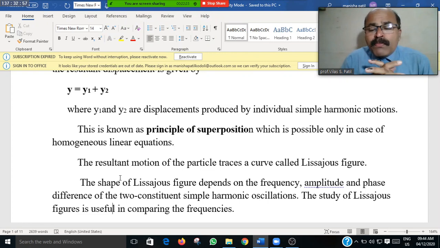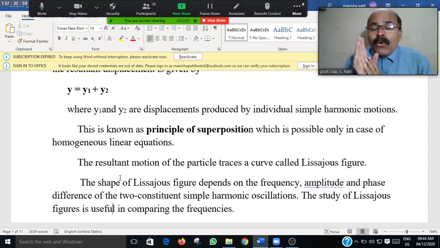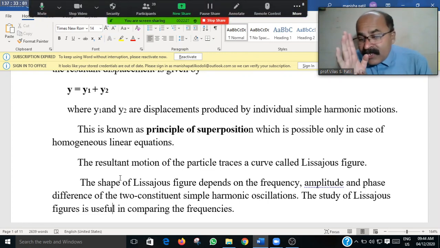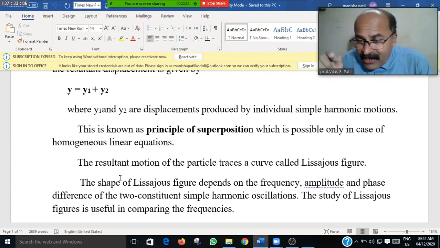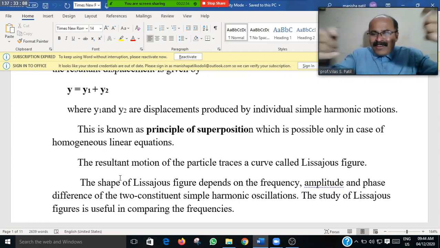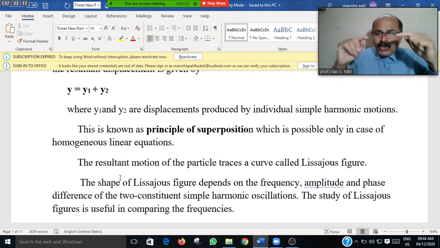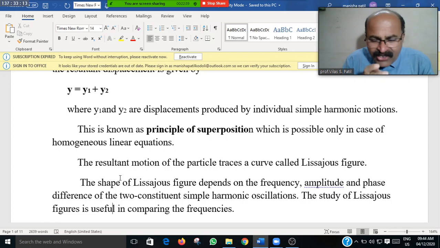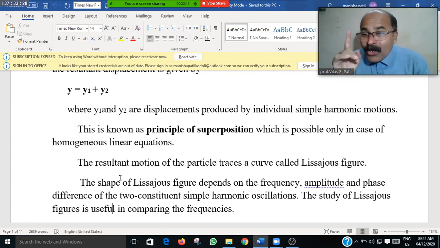The principle of superposition is possible only in the case of a homogeneous linear equation. We know that if the resultant motion is also a solution of the homogeneous equation, then this is known as the principle of superposition. This principle of superposition will be satisfied only under the condition of a homogeneous linear equation.